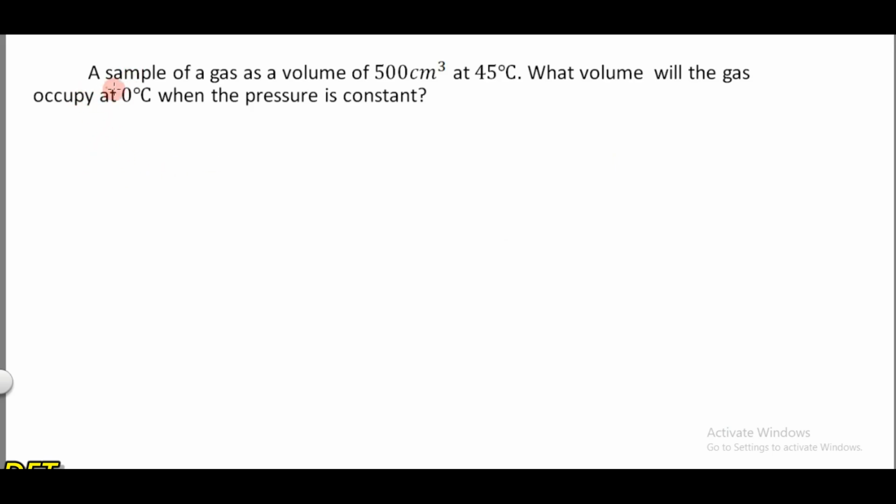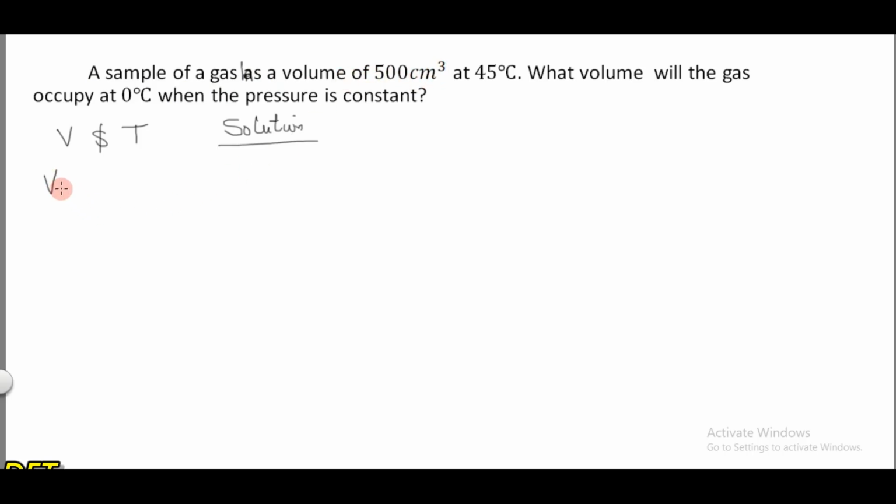So the question that I have here is, a sample of gas has a volume of 500 centimeter cube at 45 degrees Celsius. What volume will the gas occupy at 0 degrees Celsius when the pressure is constant? If you look at this question, we are talking about volume and temperature. We're given that a sample of gas has a volume of 500 centimeter cube.